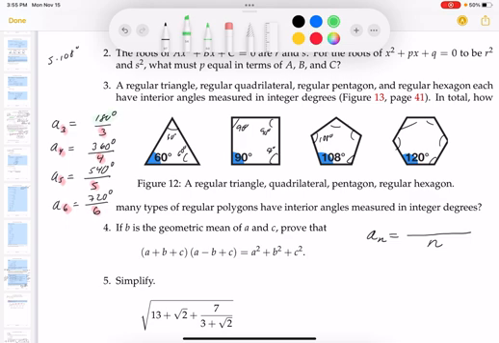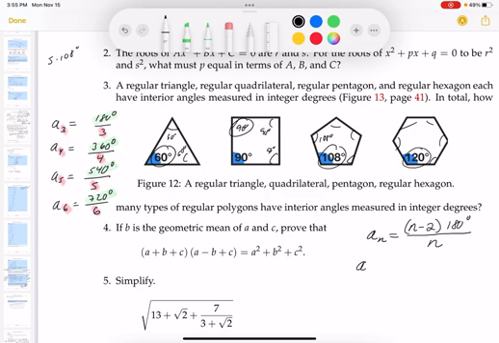This is 1 180. This is 2 180s. This is 3 180s. And this is 4 180s. So I'm going to say it's N minus 2 times 180 degrees. And that's the measure of this angle over here. You can check that if you want, but I'm going to simplify it.